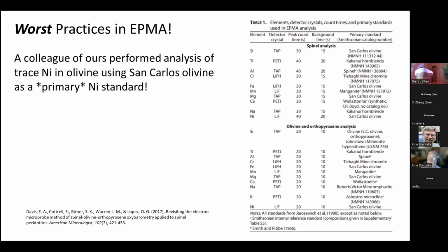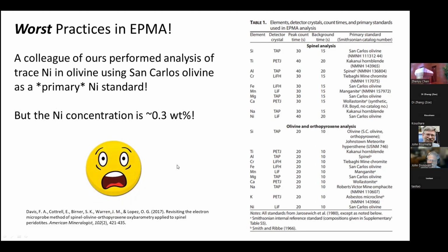When I saw this, I couldn't believe it. And you can see that the concentration of nickel is only around 0.3%. And I would just say shock and dismay is the only words to describe this situation. Here you can see what they've done here. They're using San Carlos olivine as their primary standard for nickel. Well, what's wrong with this?